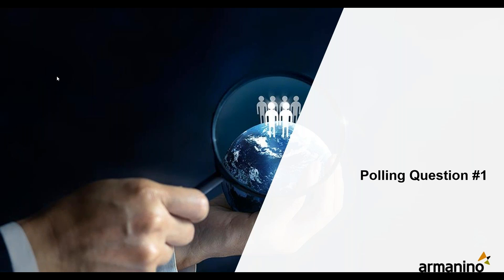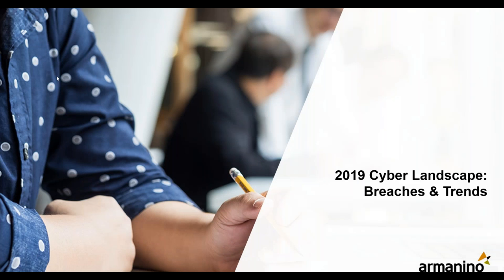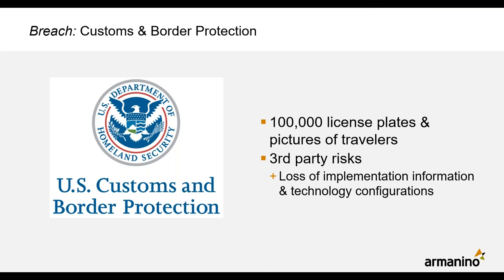All right, so Terry, share with us a little bit more about the cyber landscape, breaches, trends, and give us a little bit more on that, please. Absolutely. So I'd like to talk through four examples of breaches and trends we're seeing. And these are all from 2019. The year is about two-thirds of the way through, and we've seen several significant breaches thus far.